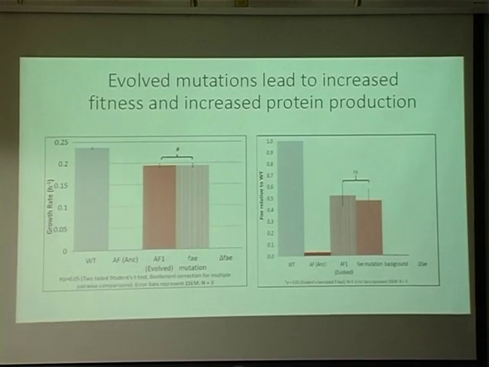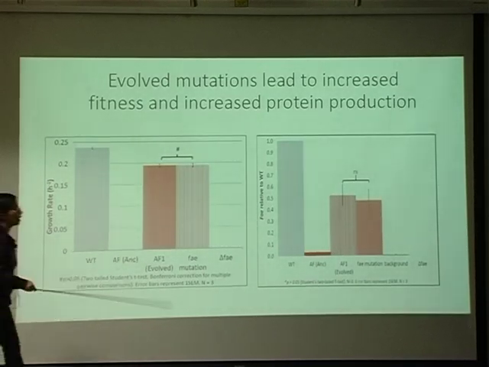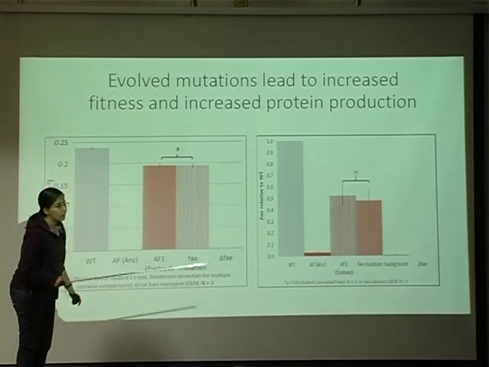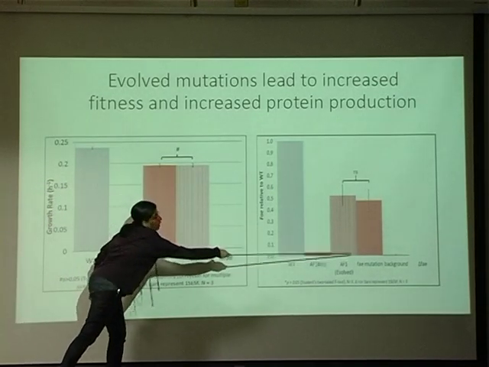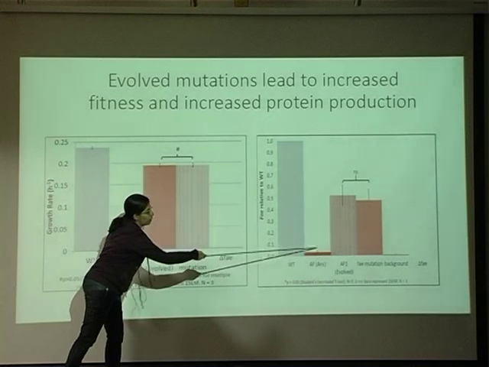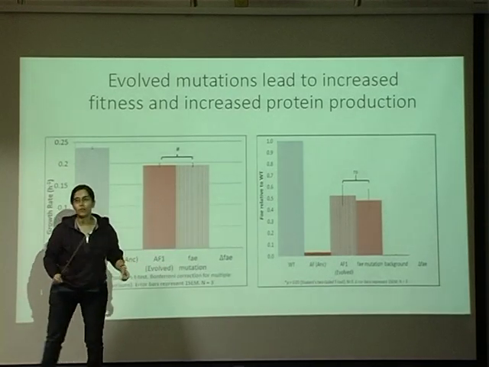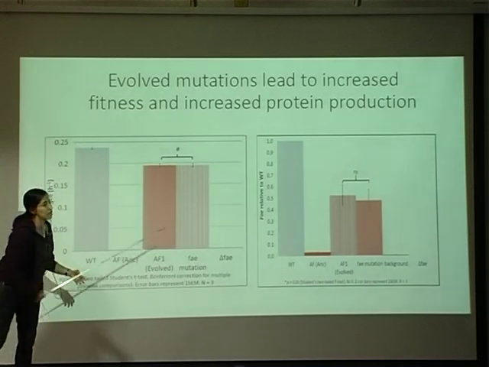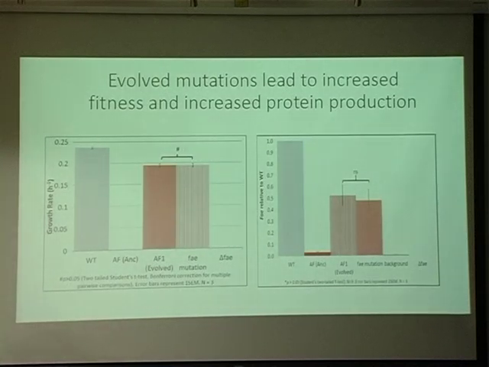I've also checked protein levels from these so-called allele swap strains, and I've shown that the evolved mutation also leads to an increase in protein production as compared to the ancestor, whereas the evolved background really has no effect on protein, which correlates with the fitness. That's it.